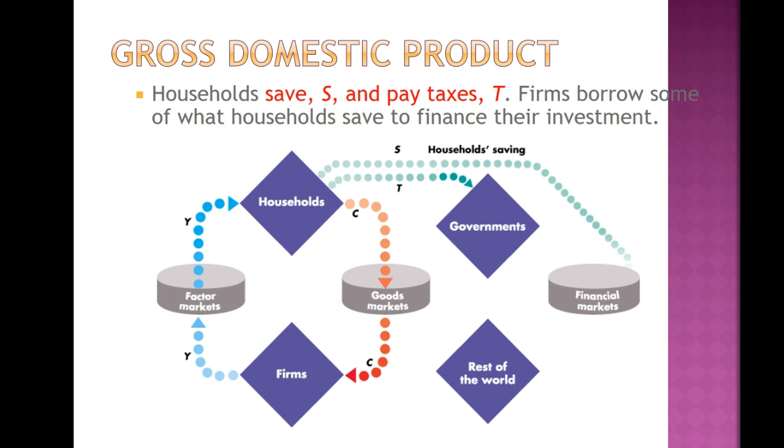Okay, next one. We saw two other lines now. We saw S and T, so we have S go all the way from households through financial markets back around to firms. And that's savings, household savings. And then we saw one line T go from households over to government. And this one says that firms borrow some of what households save to finance their investments.